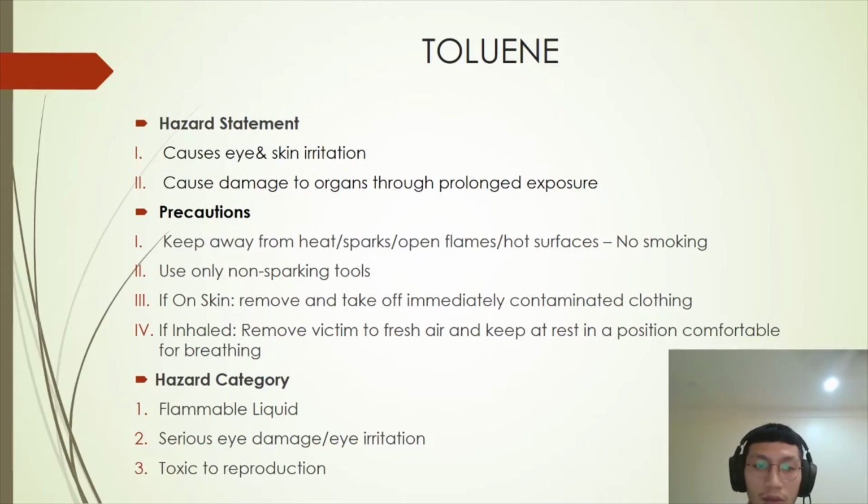Okay, after that I will explain about hazard category. This toluene is categorized as flammable liquid. After that, it also causes serious eye damage and eye irritation. Thirdly, it is toxic to reproduction. And after that, in a single exposure, it can destroy the central nervous system. And if repeated exposure, it will also destroy the central nervous system, kidneys, and liver.